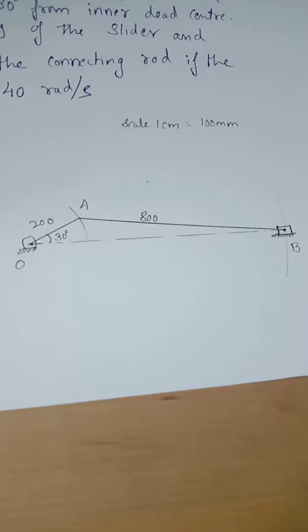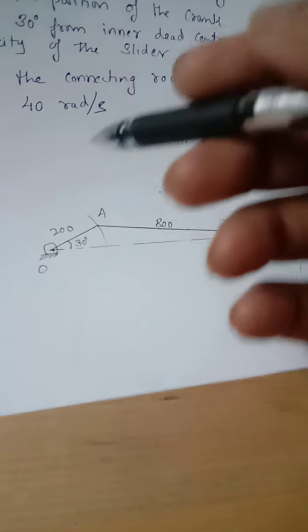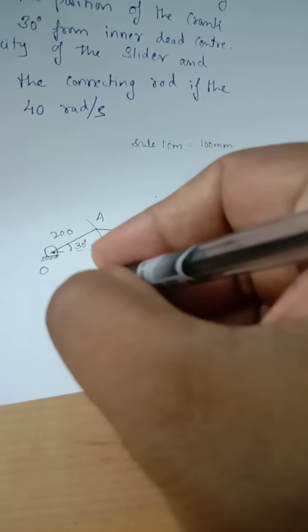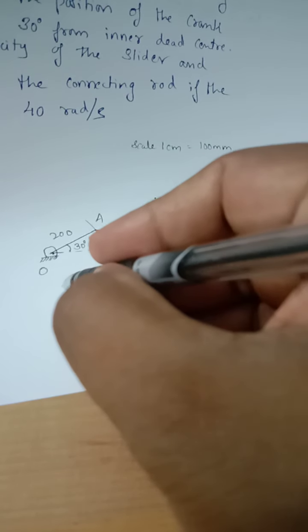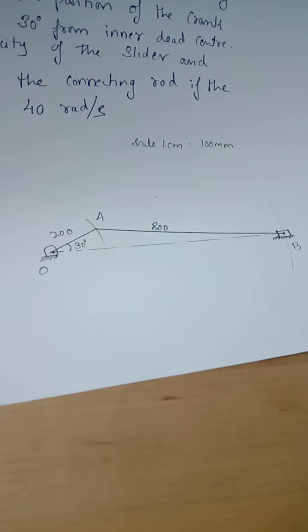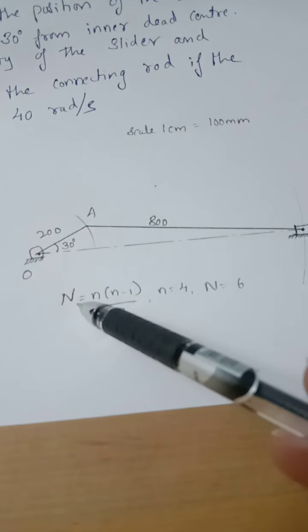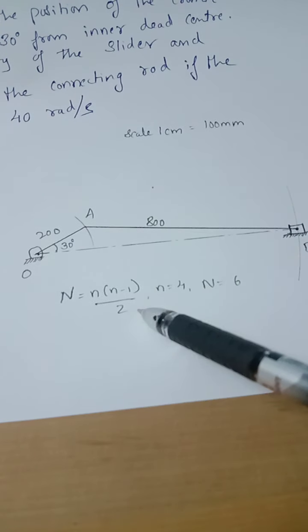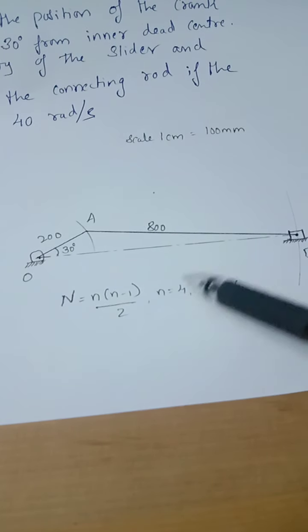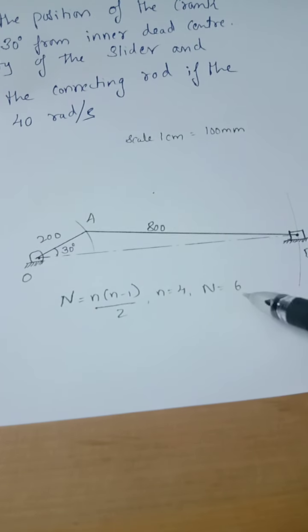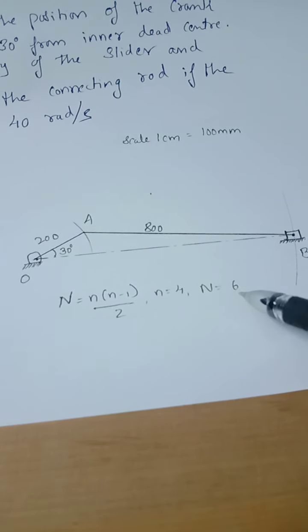So here what we are supposed to do, again we have to calculate the number of instantaneous centers first. For that we have a formula. So this is the formula: N is equal to n into n minus 1 by 2. So here the number of links is equal to 4, and therefore the number of instantaneous centers is equal to 6.